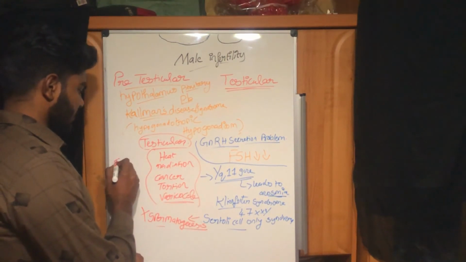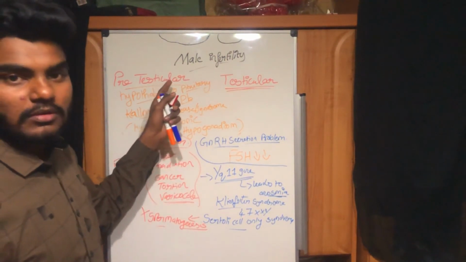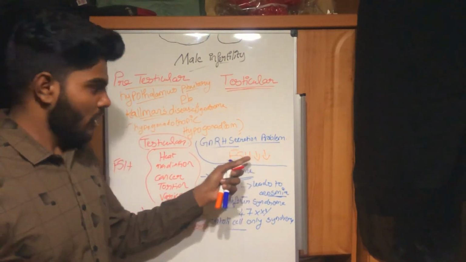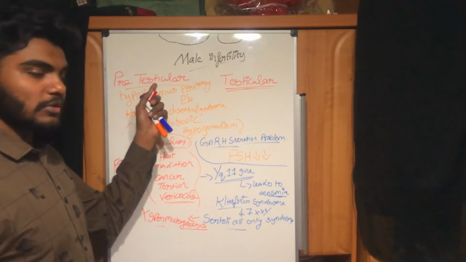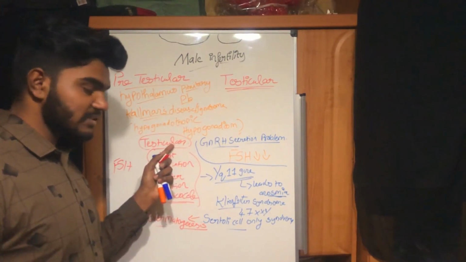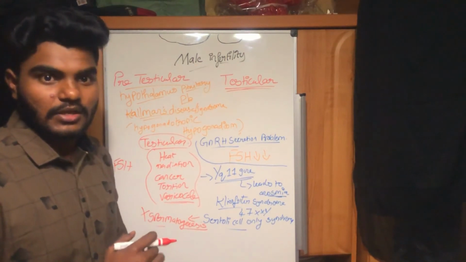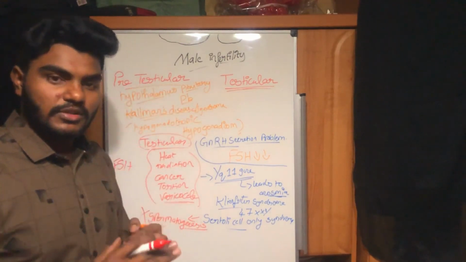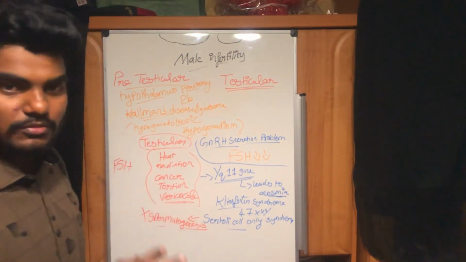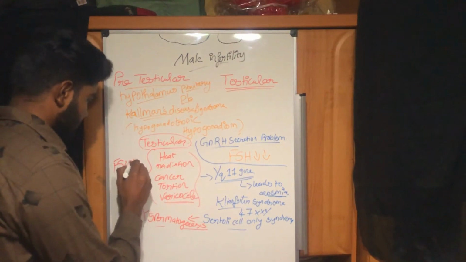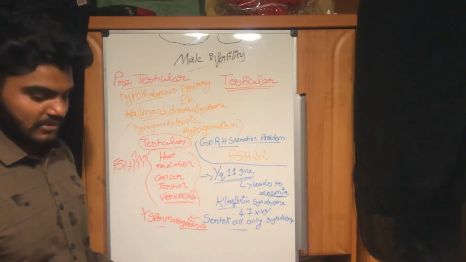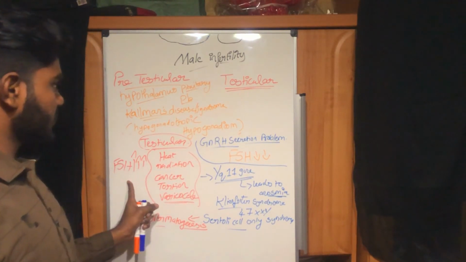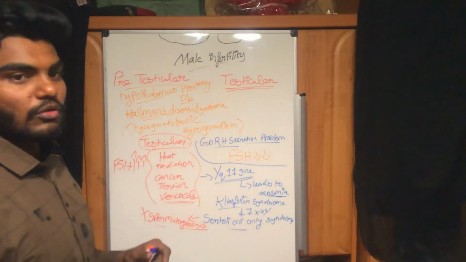Now what about the FSH level here? See, in the pituitary problem, there is no formation of FSH, so FSH level will be low. But in the testicular problem, the brain is producing FSH normally, but the testis can't utilize it. So what about the follicle stimulating hormone level in the body? Yes, increasing. These are the testicular problems.